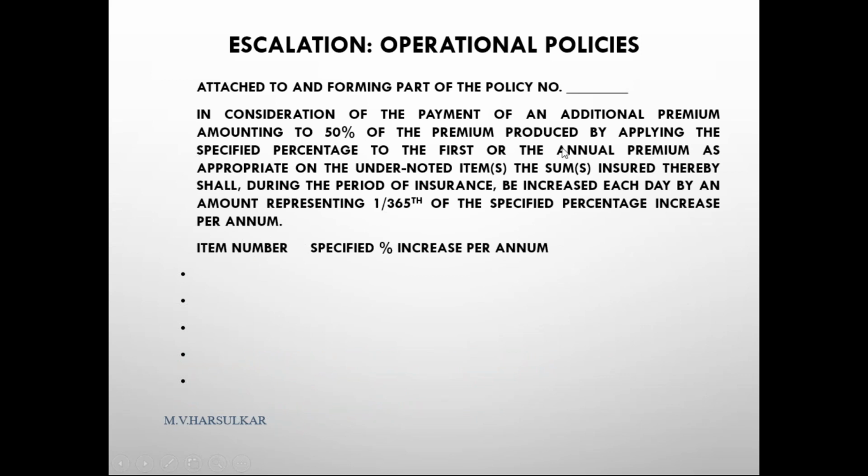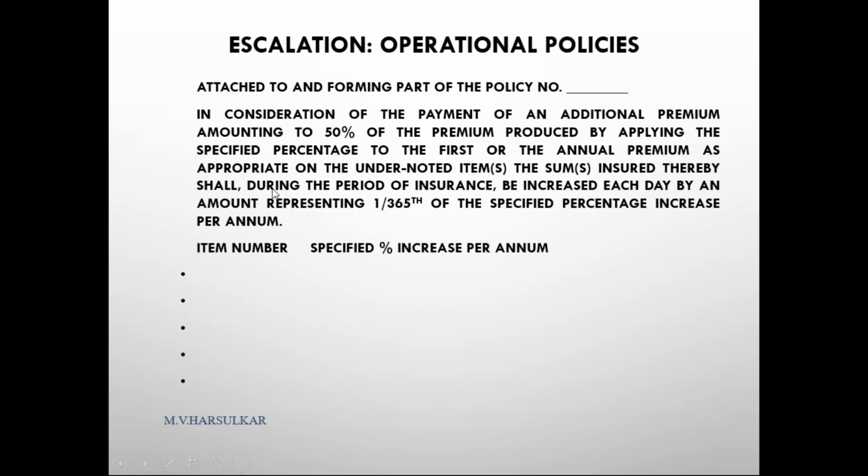Now if you see this wording, this item number, that is the serial number in the schedule, and the specified percentage increase per annum. He has to give the percentage. He can have the same percentage for all machines. He can have a different percentage.